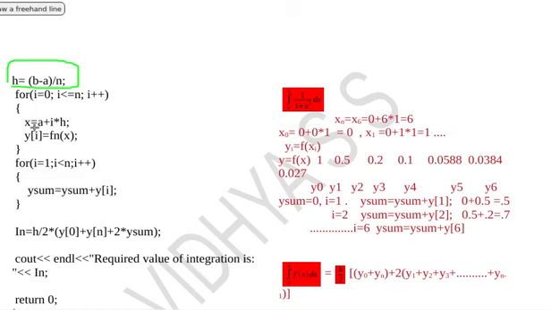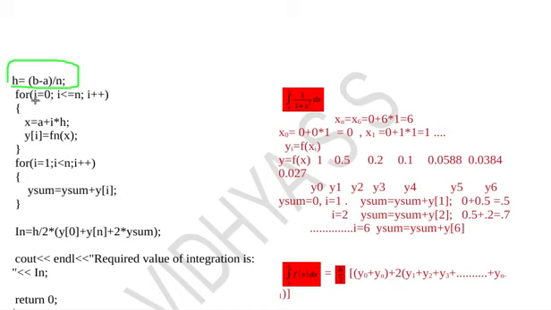So x is equal to a plus i into h. We know the formula a plus i into h. Then yi will be equal to, that is y0 will be equal to fn of x. I am calling the defined function here.